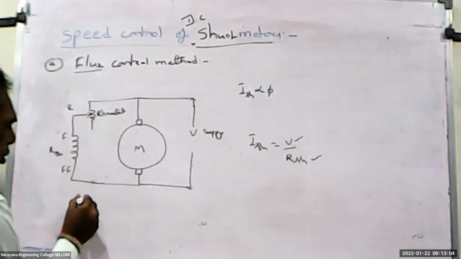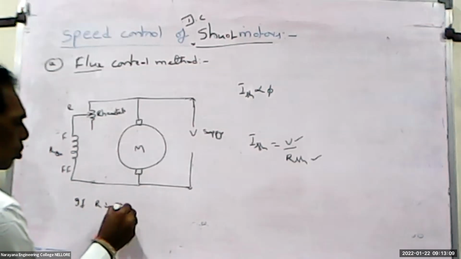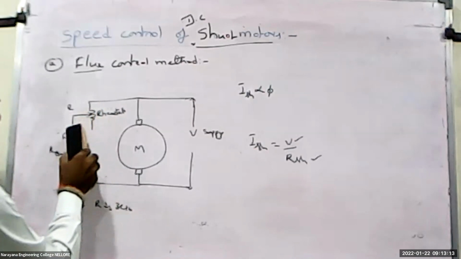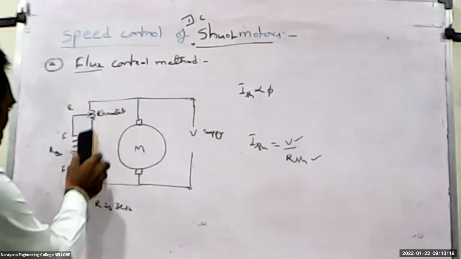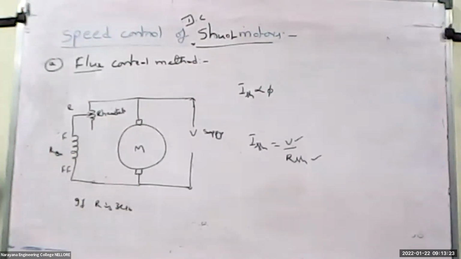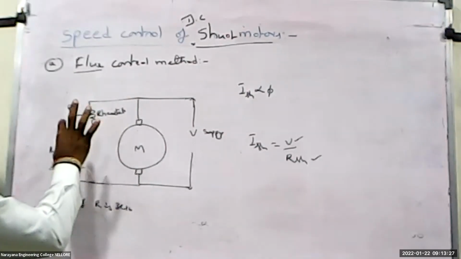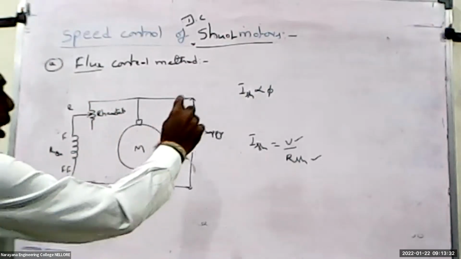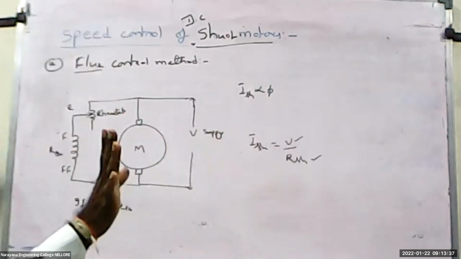So if R is 0, what does it mean? The current passing through this is maximum. If R is increasing, since these two are in series, the current passing through this decreases. So by changing the position of the rheostat, we control the current passing through the field winding. When the current passing through the field winding changes, automatically the flux also changes.